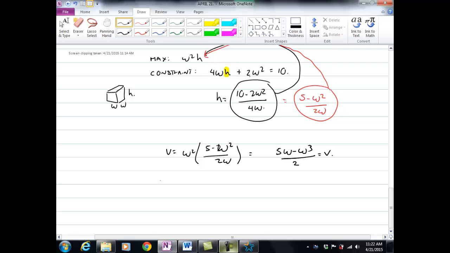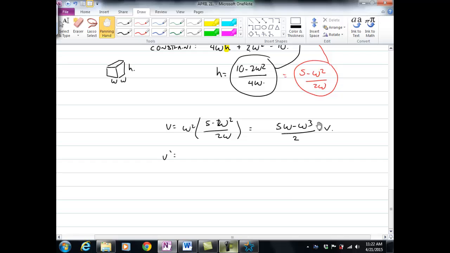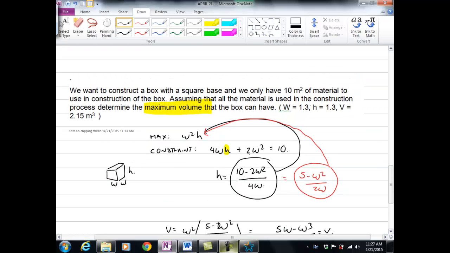We need to know what V prime is, because the reason why I want to know is my max and min volume. Take the derivative of this, and I'll let you continue on. Go. So if I take the derivative of this, you should have 5 minus 3W squared over 2, which gives me W equals root 5 thirds, which is what you should have. Okay. Once you have W, you can easily get H. Once you have H, you can easily calculate the volume. And that's where I got this from.